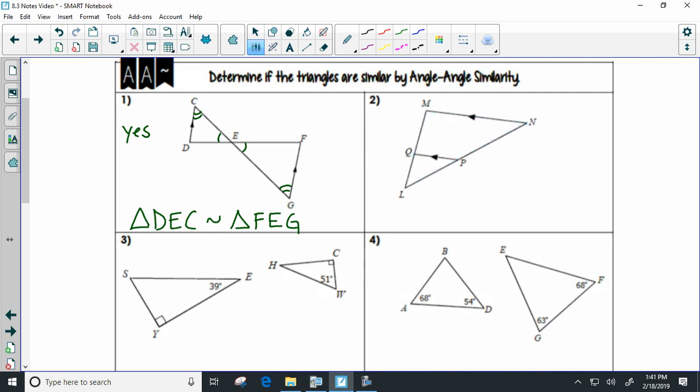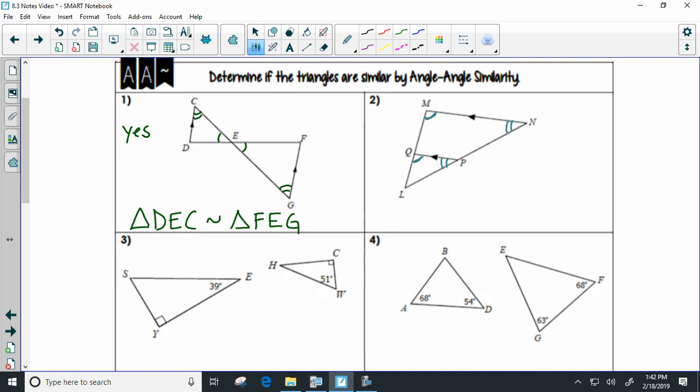So I have parallel lines cut by a transversal. I'll use the corresponding angle theorem. So angle Q is congruent to angle M. And I can do the same thing on the other side. Angle P is congruent to angle N. You may notice that they both use angle L. So I could actually say that angle L is congruent to angle L because of the reflexive property.